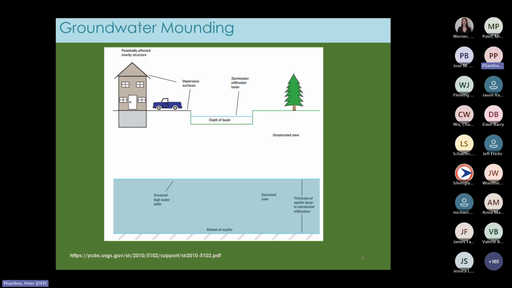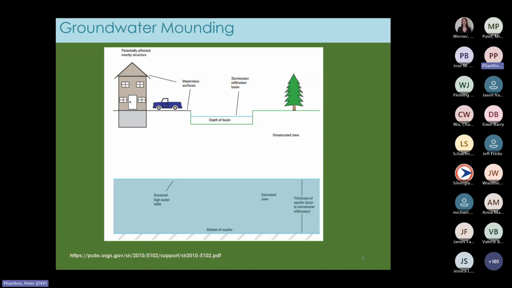This illustration is in the paper prepared by Glenn Carlton from the United States Geological Survey, or USGS. We have a house near an infiltration basin. The blue color area below everything is known as the saturated zone, whose top surface is the seasonal high water table.